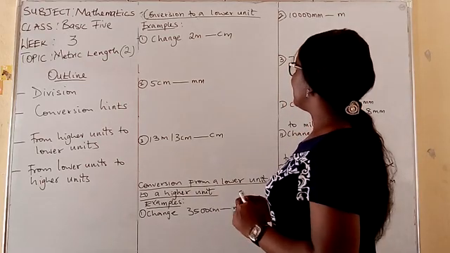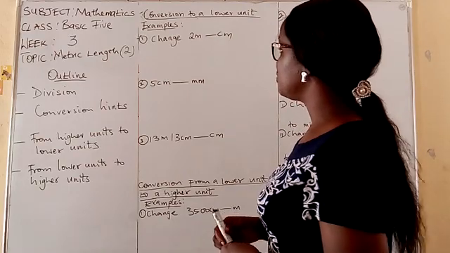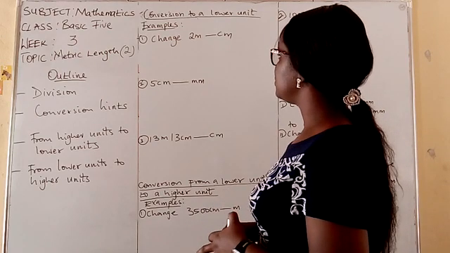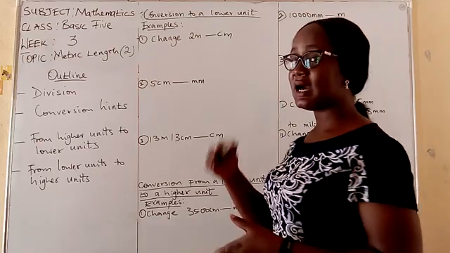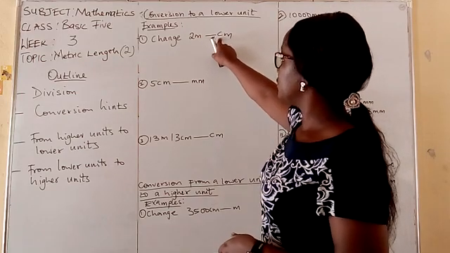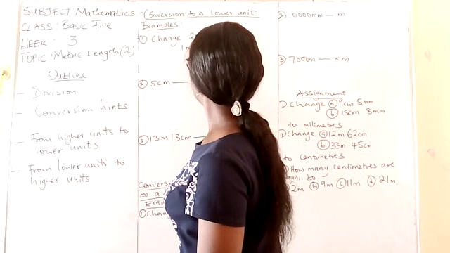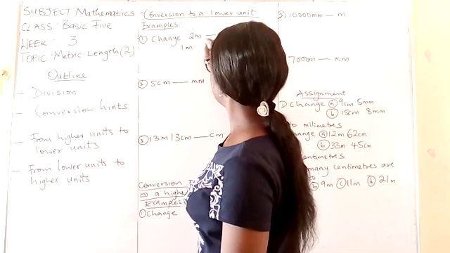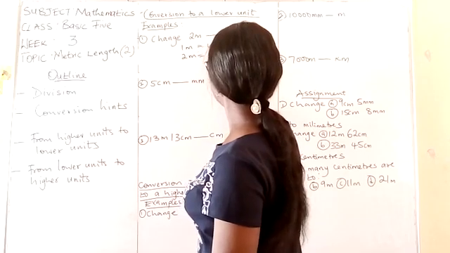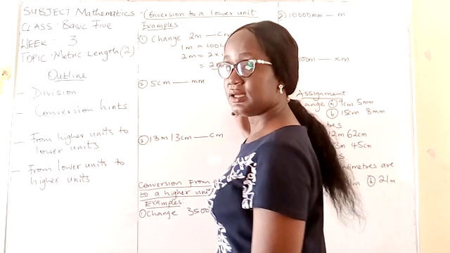Okay, let's see how we will convert from a higher unit to a lower unit, okay? And the first one, we have change 2 meter to centimeter. I remember we talked about what we should do when we are converting from higher to lower units. We multiply, right? Okay, so because cent is involved, you're multiplying with 100, right? Okay, so let us start. 1 meter will give you what? 1 meter is equivalent to 100 centimeter. So 2 meter will be giving you 2 times 100. That is 200 centimeter. Okay?